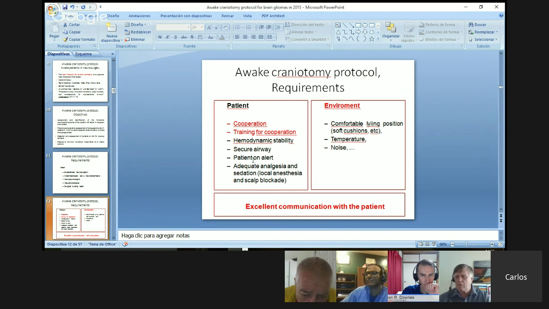We need a patient with high hemodynamic stability and a secure airway, alert, and we need to ensure adequate analgesia and sedation for the patient. We need an environment that is comfortable for the lying position of the patient. We need to regulate the temperature. We need to look out for noise that will alter the patient. And above all, we need to have excellent communication with the patient.